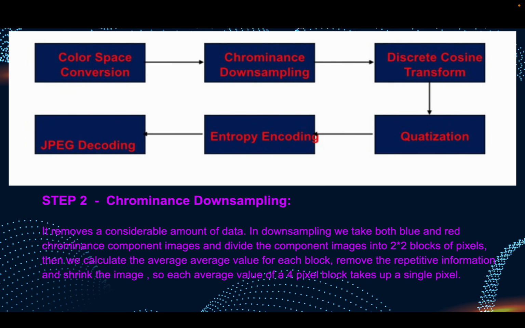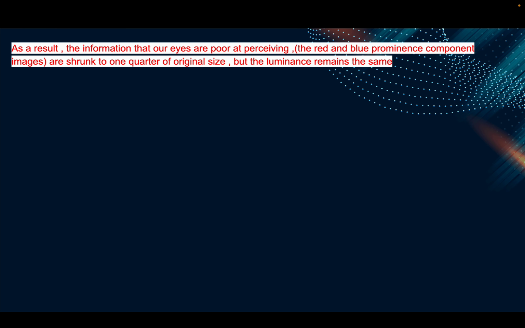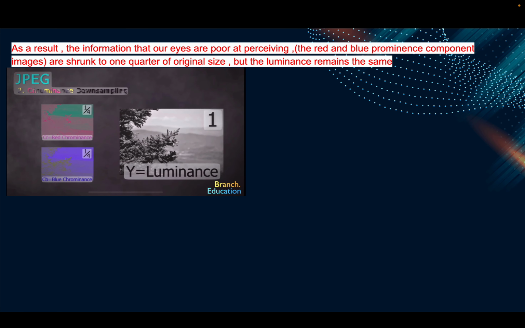Second step is chrominance downsampling. It removes a considerable amount of data. In downsampling, we take both blue and red chrominance component images and we divide the component images into 2 by 2 blocks of pixels. Then we calculate the average value of each block, remove the repetitive information and shrink the image. So each average value of a 4 pixel block takes up a single pixel. As a result, the information that our eyes are poor at perceiving, the red and blue chrominance component images, are shrunk to 1/4 of original size, but the luminance remains the same.